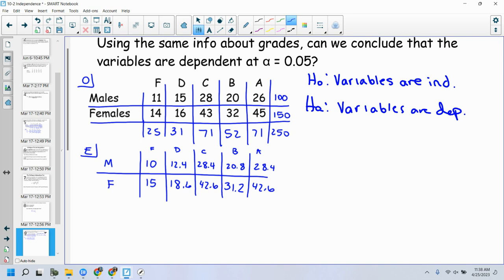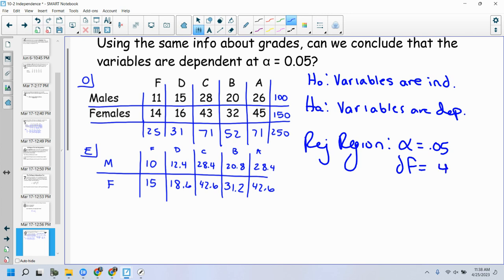Let's start off by finding our rejection region. Now, remember, I'm using alpha 0.05. What is my degrees of freedom? How many rows do I have? 2. Minus 1 is? How many columns do I have? 5. Minus 1 is? 1 times 4 is? So I have 4 degrees of freedom.